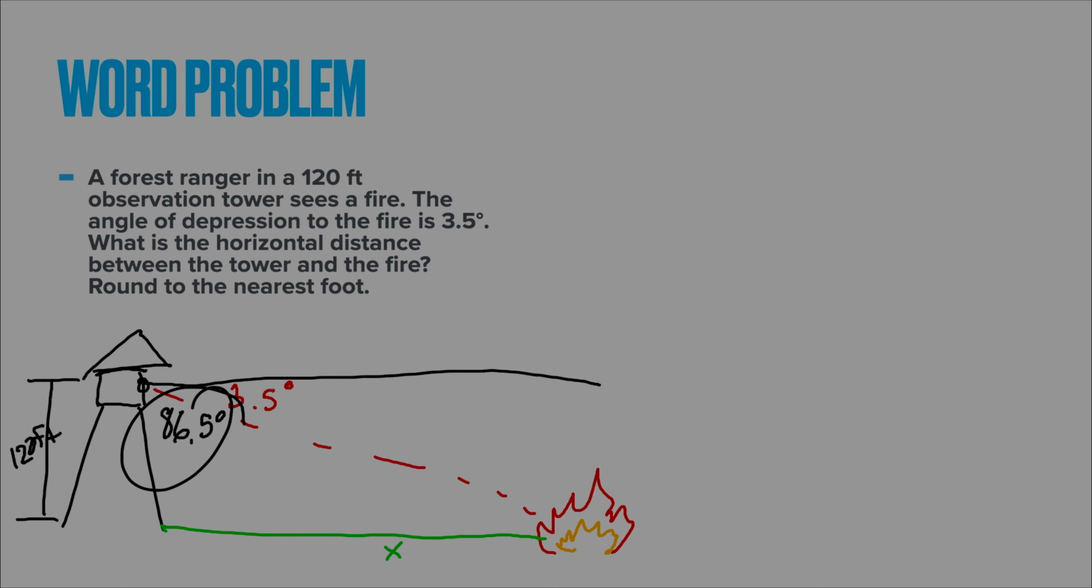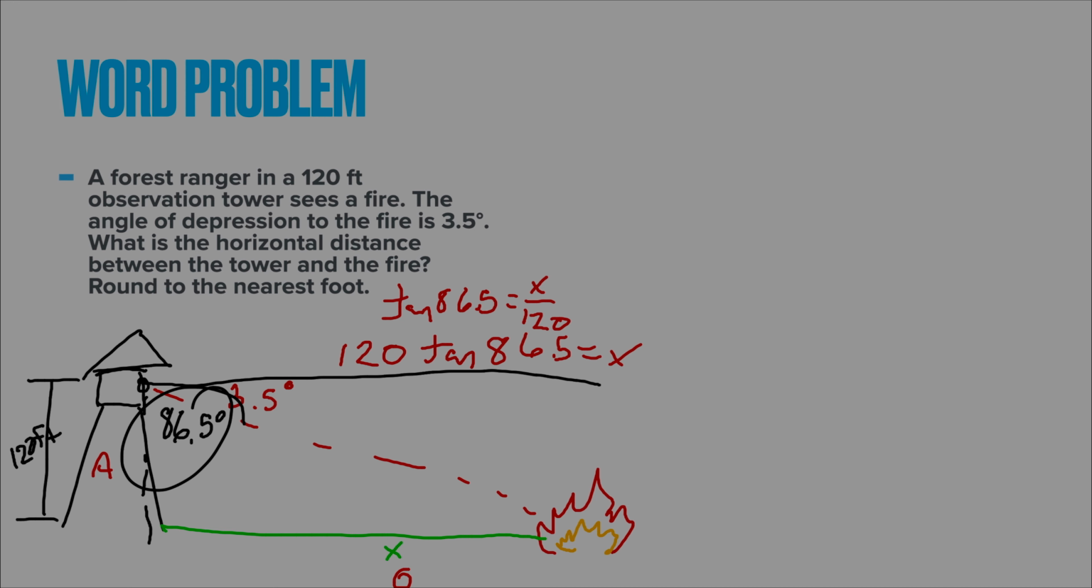So our angle, and the height is 120. So that's adjacent, and this is opposite. That means that we are actually using the tangent. So tangent of 86.5 is equal to opposite over adjacent. Now that I have that, to get x by itself, it's just going to be 120 times the tangent of 86.5 equals x.